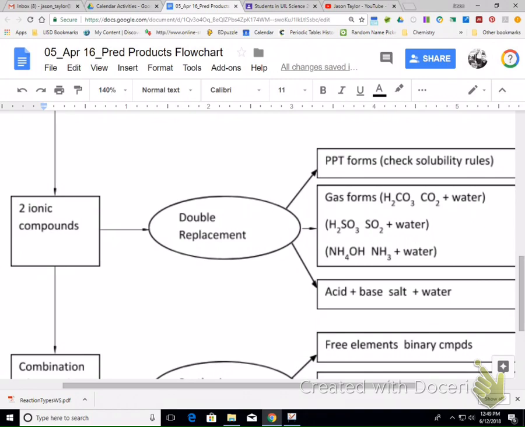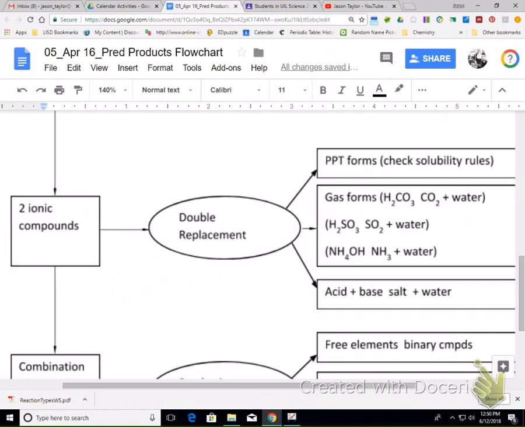Now, we've already done some swaps. We did it back in the solutions unit with precipitate formation, and then we did some more with acids and base and the water formation. So the mechanism of double replacement has not changed from that time. Really, the focus of this video is to refresh you on that process, which shouldn't take long. But then I need to introduce you to driving forces.